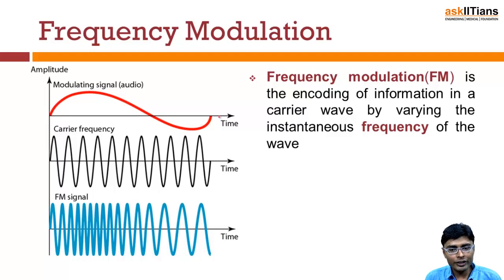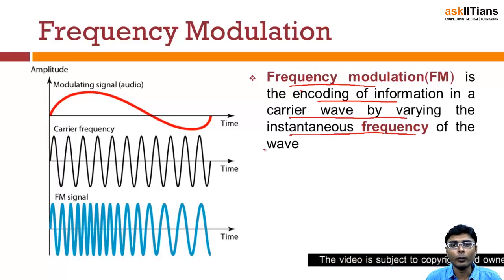Like we have seen in the case of amplitude modulation, where the amplitude of the carrier wave is changed in accordance with the instantaneous value of the modulating signal, in the same way, in frequency modulation the frequency of the carrier wave is changed in accordance with the modulating signal. By definition, frequency modulation is the encoding of information in a carrier wave by varying the instantaneous frequency of the wave.